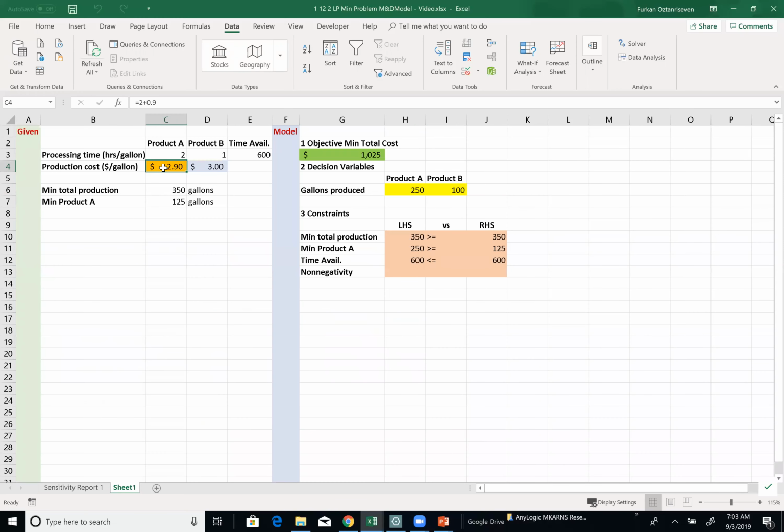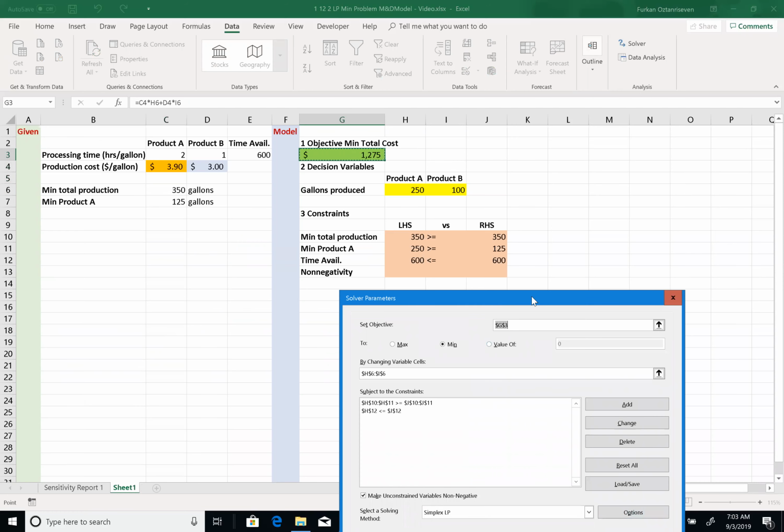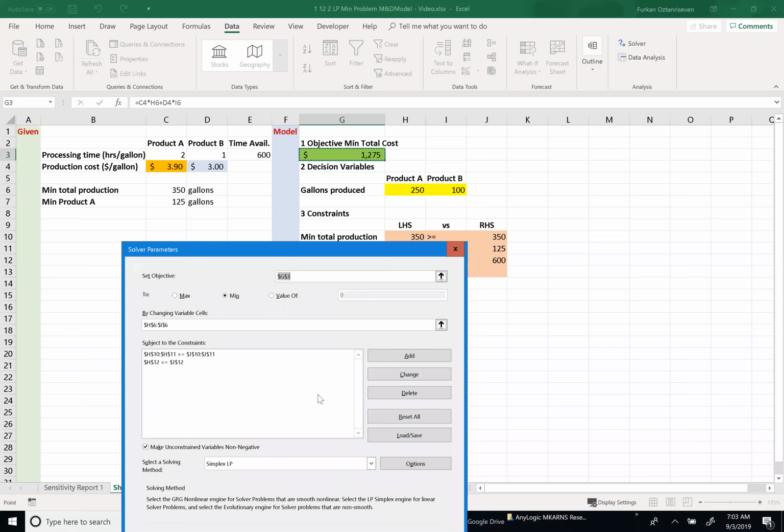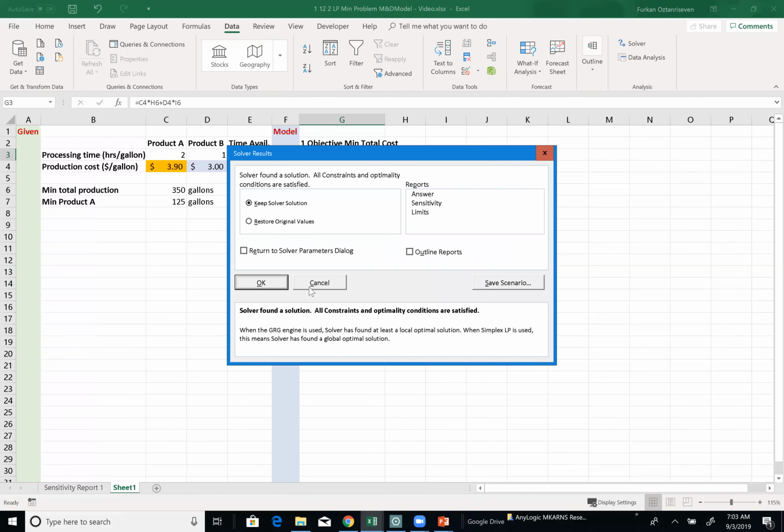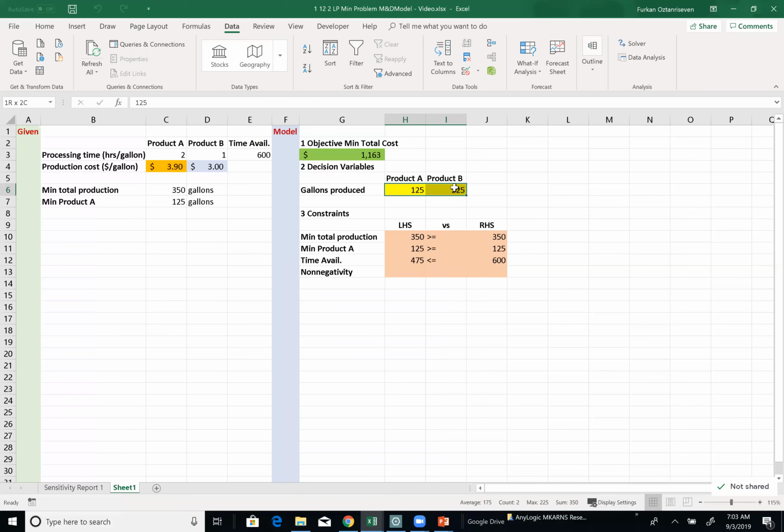So now instead of, let's say, 90 cents, I increase, let's say, by $1.90. All right. So now the cost is $3.90 instead of $2. So let's solve this problem again. Data solver. Now I do expect my solution to change because I went beyond $1. So if I just click solve and then okay, look at this. Now I don't produce 250 and 100 anymore. I produce less A. Instead of 250, I'm producing 125.